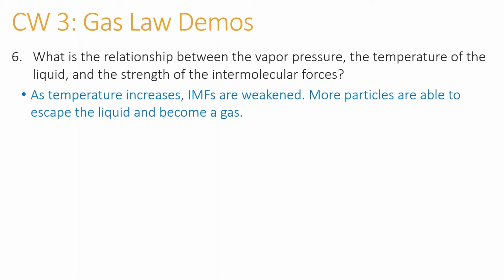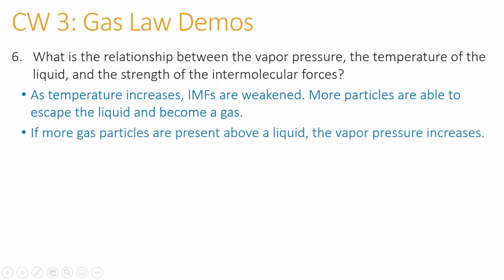So as temperature increases, the intermolecular forces in a liquid are going to be weakened. That will mean that more particles are able to escape the liquid and become a gas. So if more gas particles are present above a liquid, the vapor pressure is going to increase. Whenever we heat a liquid in order to boil it, we're trying to help more of those particles escape the liquid and become a gas so that the vapor pressure is equal to the pressure of the atmosphere.